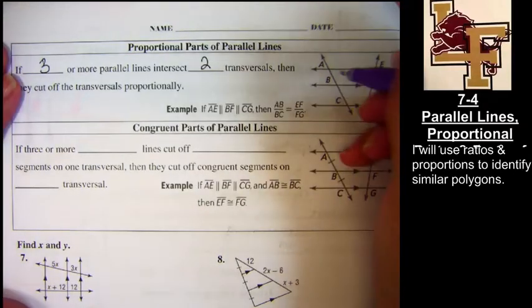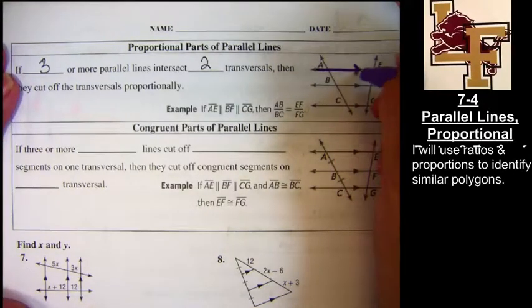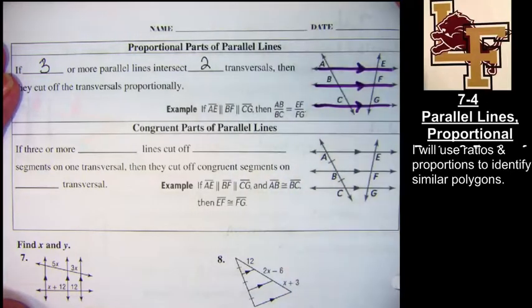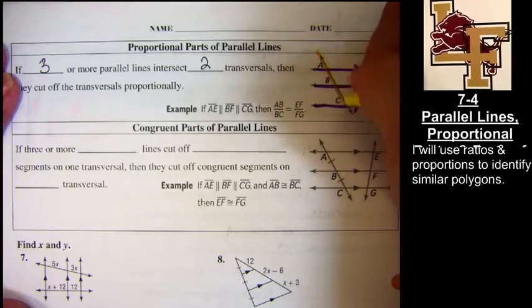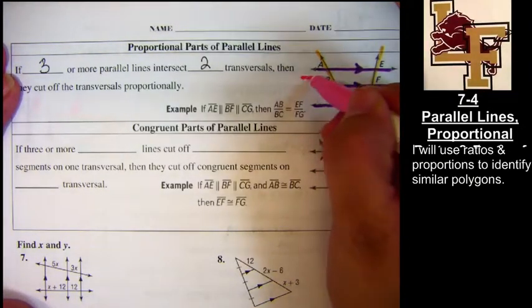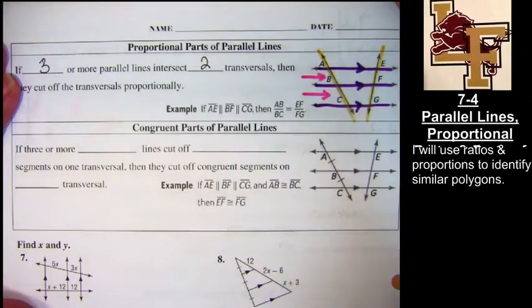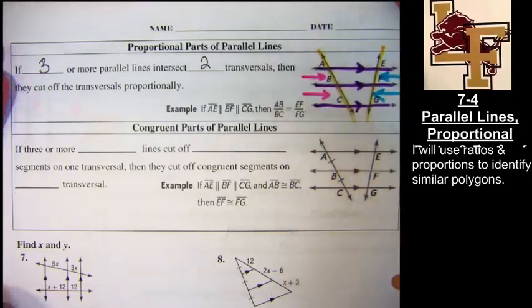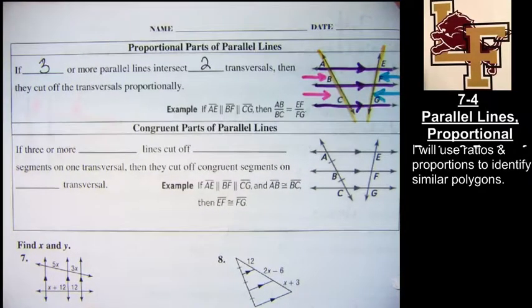What? I've got 3 parallel lines. 1, 2, 3. I have 2 transversals. 1, 2. Cutting them proportionally means that the fraction I can write with those 2 pieces equals the fraction I can write with those 2 pieces. That's all it means. Okay? Join me on number 7.